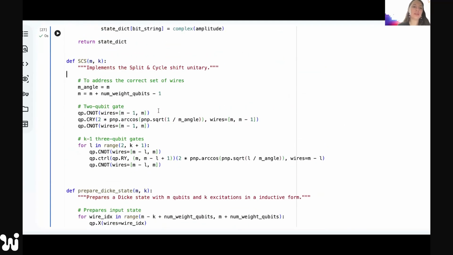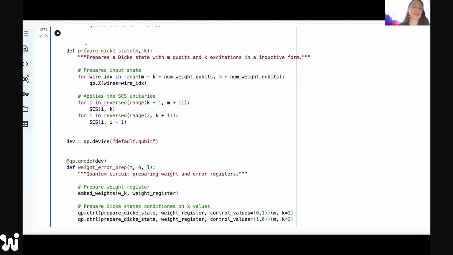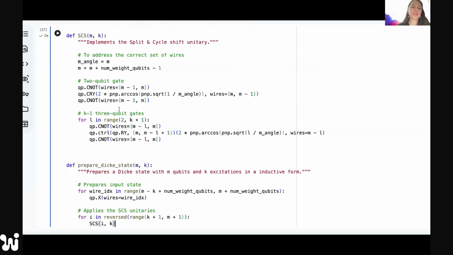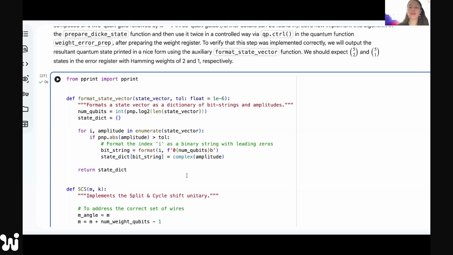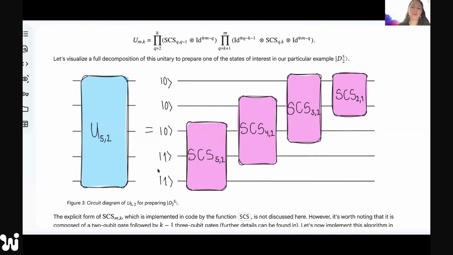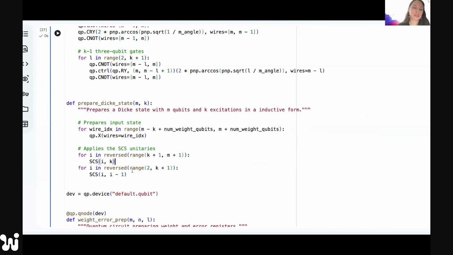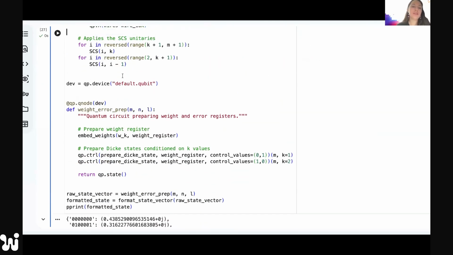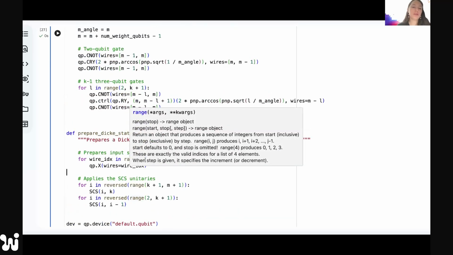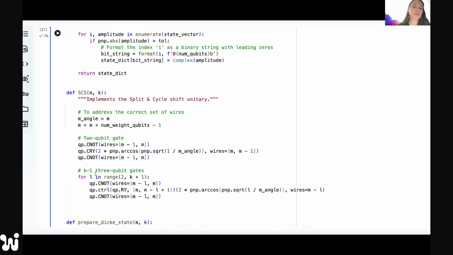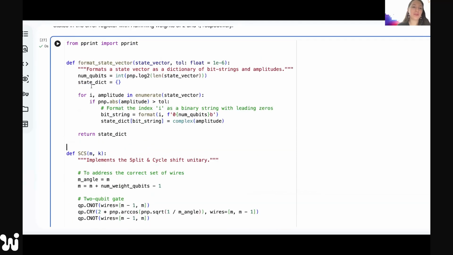So once I have this functionality that helps me implement them, I can just call them in my function that prepares the DQI states one by one. I prepare the SCS, I prepare these split and shift cycles, I prepare these unitaries one by one, so I can call them as needed in my function that prepares the DQI states. All right, so far we don't have any Q nodes. If you look here, these are functions, but they don't have this @qp.qnode.